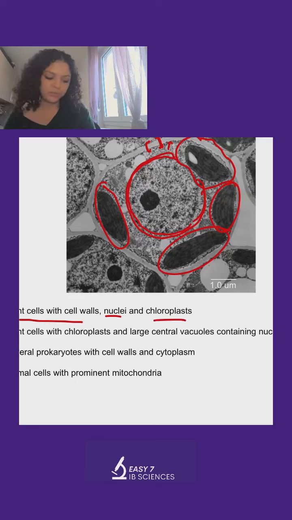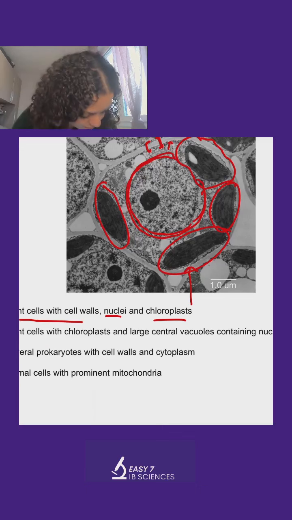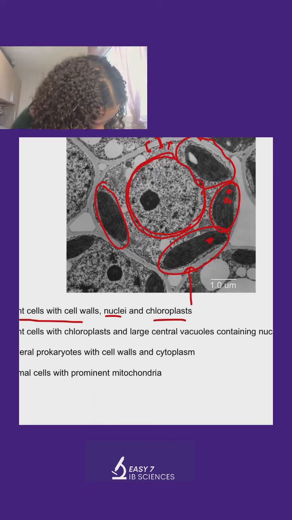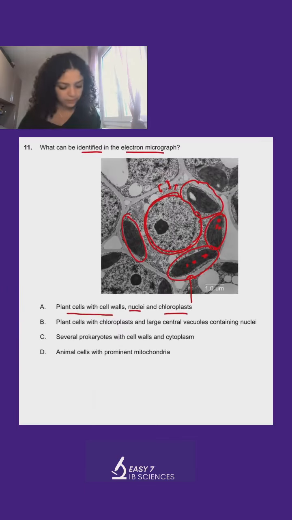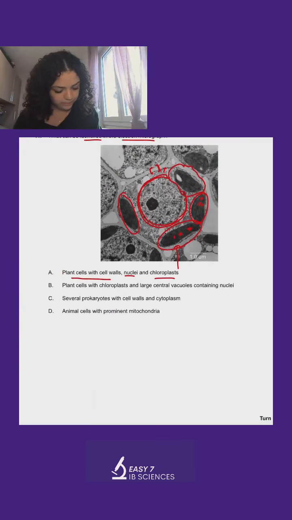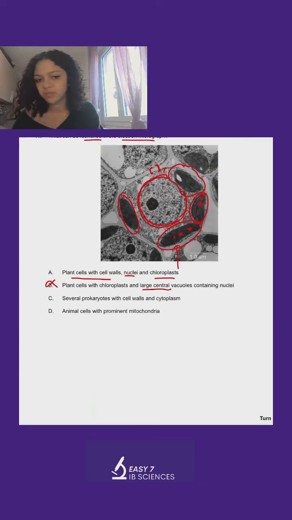Chloroplasts, you should be able to recognize chloroplasts just by the electron micrograph. You do need to be able to recognize them, and you can see them here because they have these specific structures in their cytoplasm, okay? It can't be B because of the large central vacuole containing the nuclei. The central vacuole should not be containing the nuclei. That's why we're going to cross this one out.